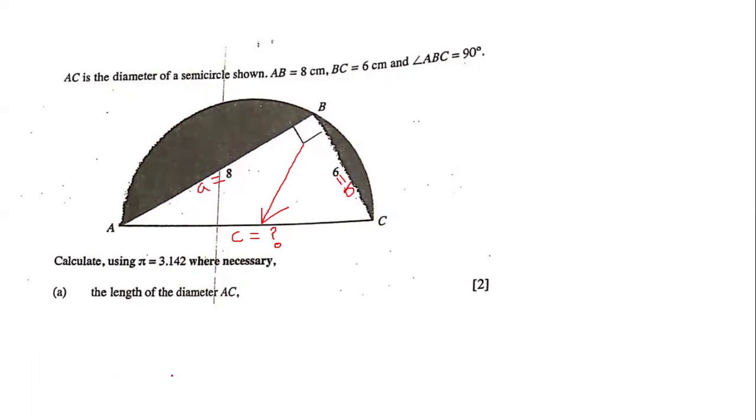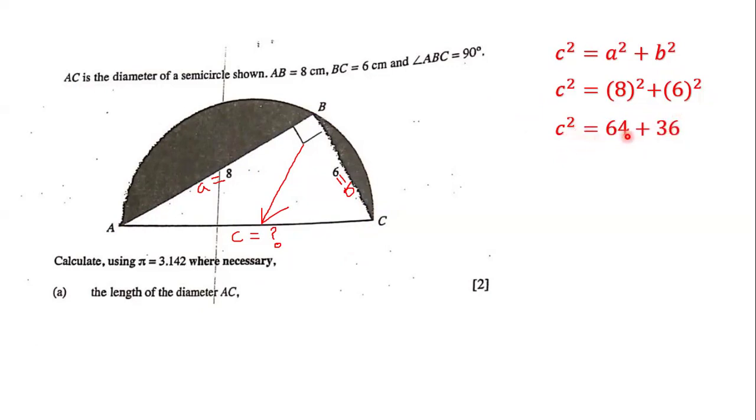All right. And so with this label, we can use the Pythagoras theorem. The Pythagoras theorem states that C squared is equal to A squared plus B squared, where C is the hypotenuse or the longest side, and A and B are the other side lengths of the right angle triangle. Here, A is 8 centimeters, B is 6 centimeters. So we have 8 squared, which is 64, and 6 squared, which is 36. And so C squared is equal to 64 plus 36, and 64 plus 36 is 100. So C squared is equal to 100.